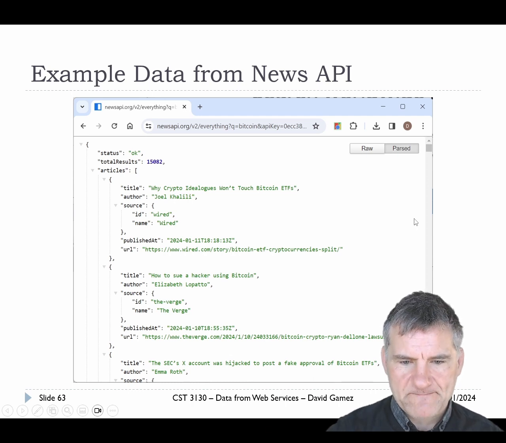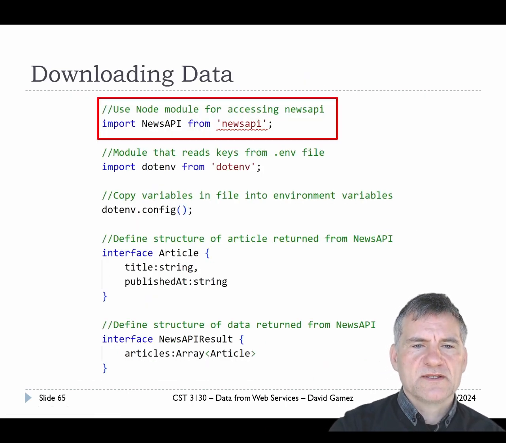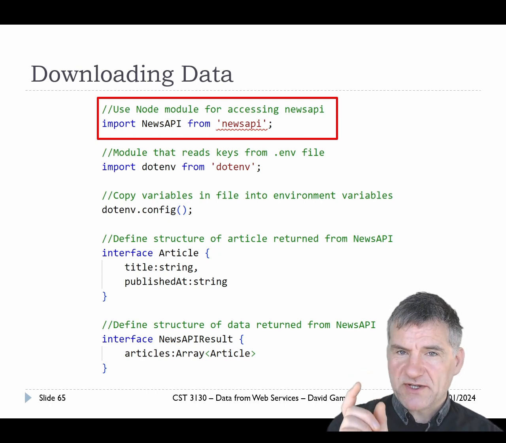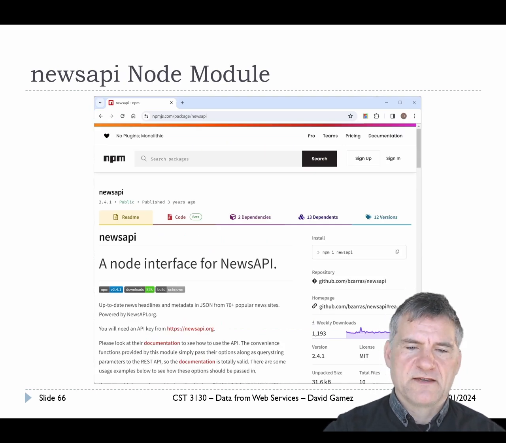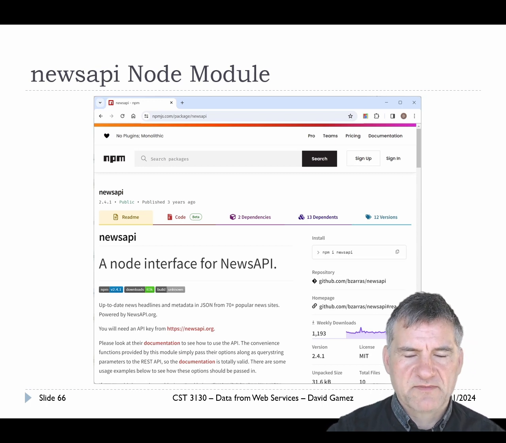Bitcoin, for example, yeah? So downloading the data is pretty straightforward. In this case, we're importing the Node module instead of the Axios client. So you can look at the documentation on the NPM website, right? So it tells you how to access it and all the parameters and all this kind of stuff.